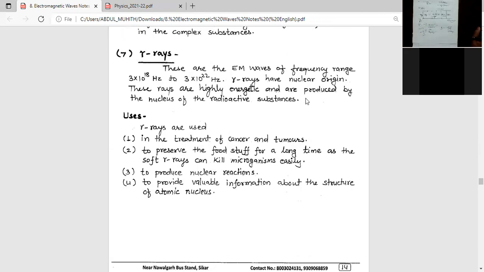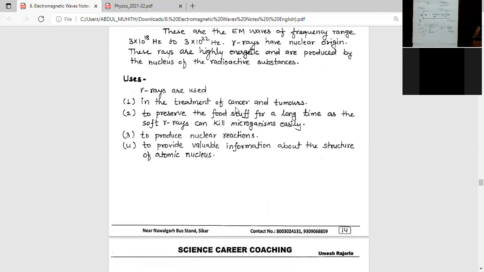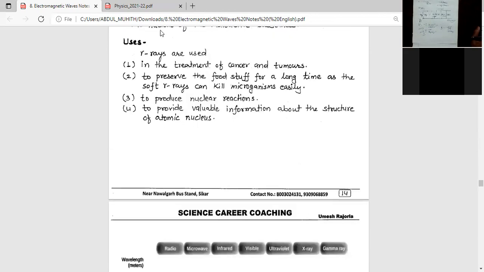They are said to be electromagnetic waves, highly energetic and produced by the nucleus of radioactive substances. They are generally coming out from a radioactive substance. They are very harmful also. Gamma rays are used in the treatment of cancer. They are used to preserve foodstuff for a long time, as gamma rays can kill microorganisms easily, which means it doesn't allow fungus to form on the food.